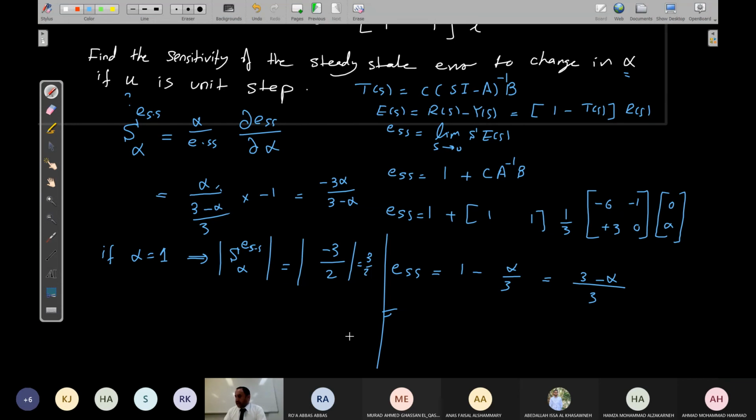Another example, or is it enough? Another example. Okay, let's discuss another example before going to something else.